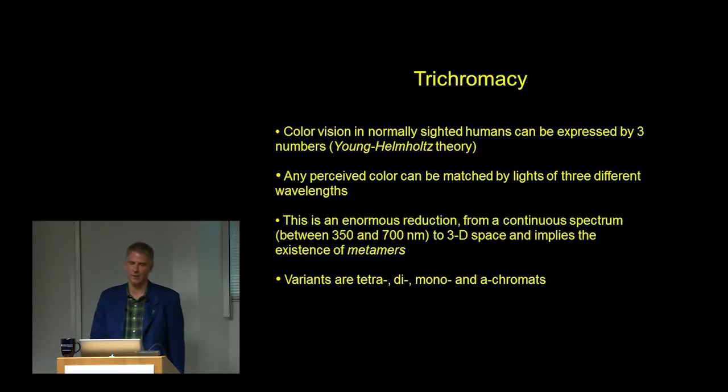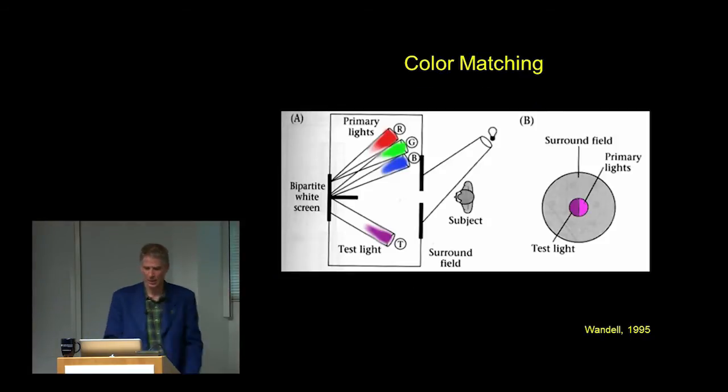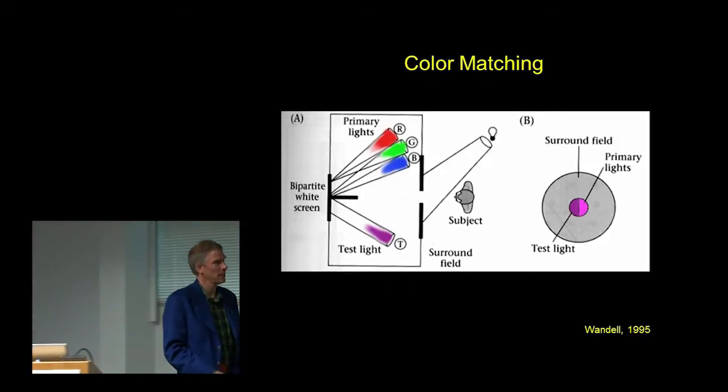And there are variants of trichromacy in the human species at large. They're called tetrachromacy, dichromacy, monochromacy, or achromats. People who have no color whatsoever, they completely lack cone photoreceptors and they only have rods. So this is experimentally how you do color matching.